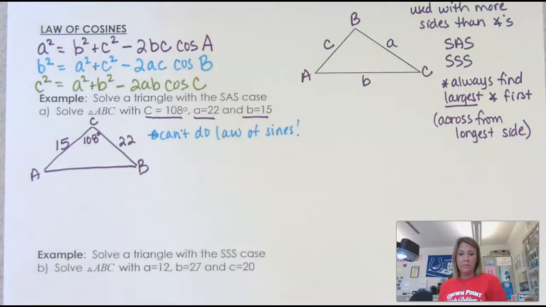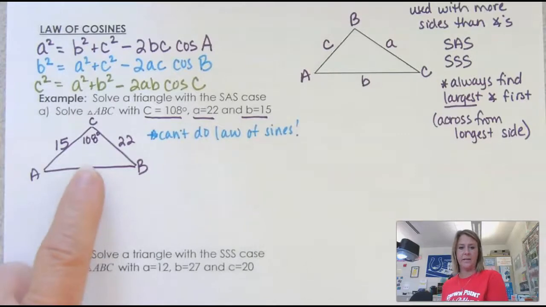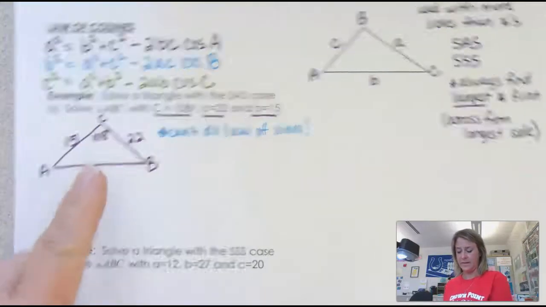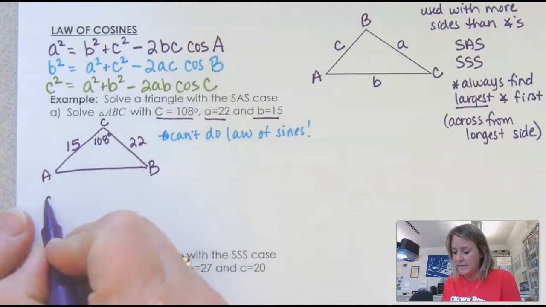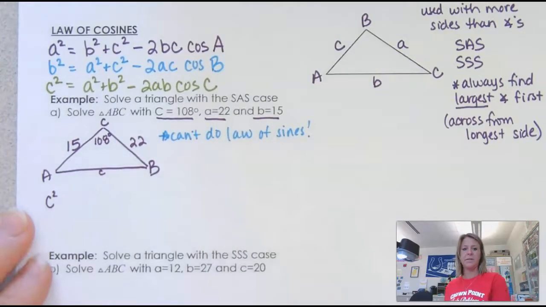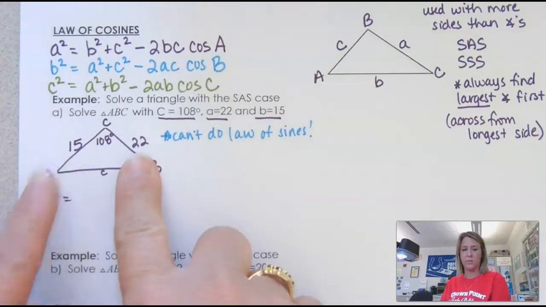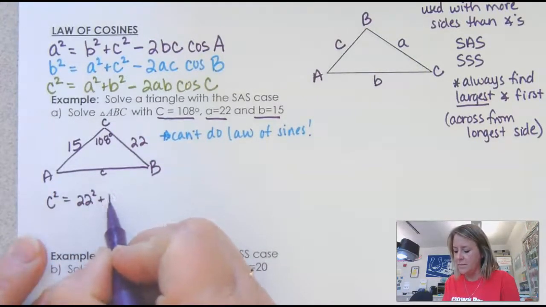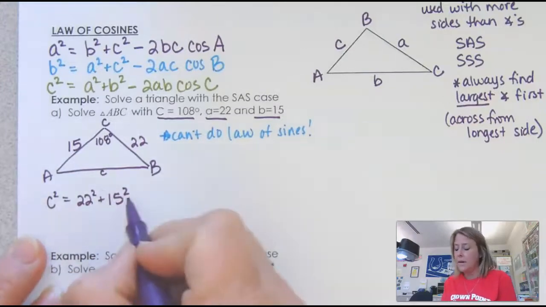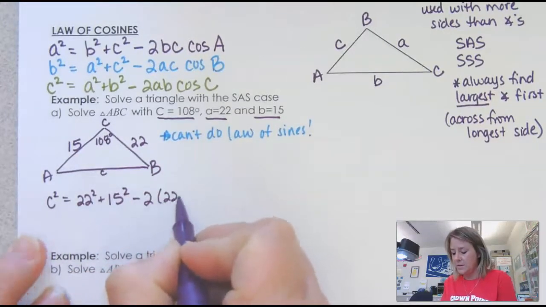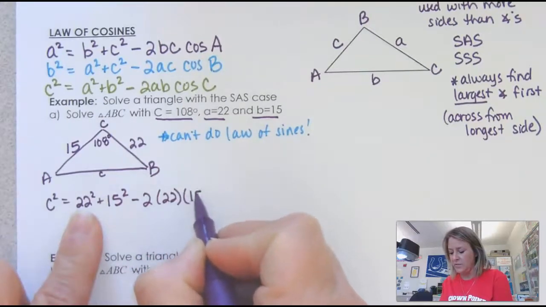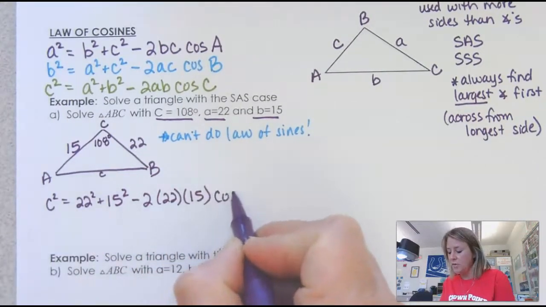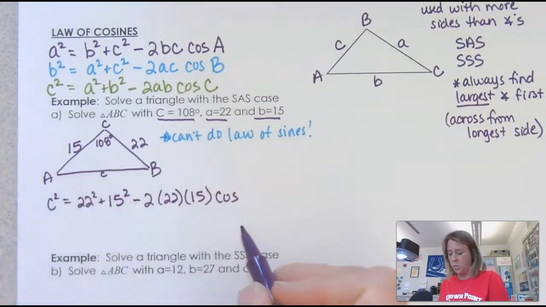What I'm looking for here, it says solve, that means find all the other stuff. I'm going to start by finding side C, because that's the side that's missing here. So I'm going to do C squared, so that's my C right there. C squared is equal to A squared plus B squared, so 22 squared plus 15 squared, minus 2 times 22 times 15, and then cosine of the angle I started with. That's 108.